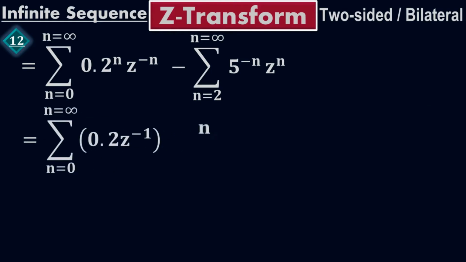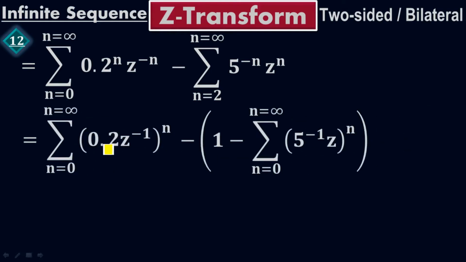So I can write the summation of 0.2 times z to the negative 1 to the whole n. I just wrote 0.2 to the n times z to the negative n equals 0.2 times z to the negative 1 to the whole n. When you apply the power, you will get back the same thing.